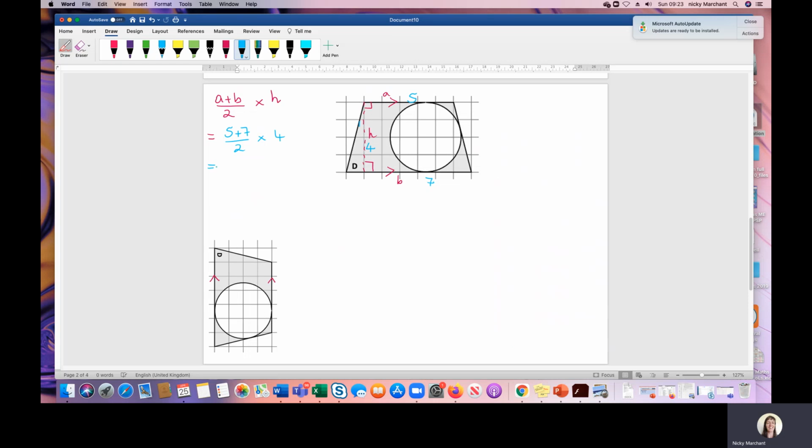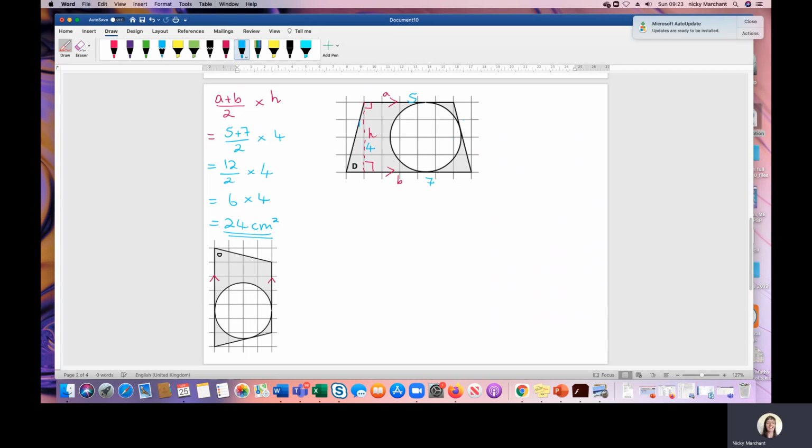So we've got 5 plus 7 is 12. We're going to halve it, times it by 4. So we've got 6 and times it by 4. I should have written 4 there, sorry, not H. So we've got 24 centimetres, and that's squared because it's area. Don't forget your units on the end. Okay, really important. So now we're going to think about circles. That's the area of the whole trapezium.